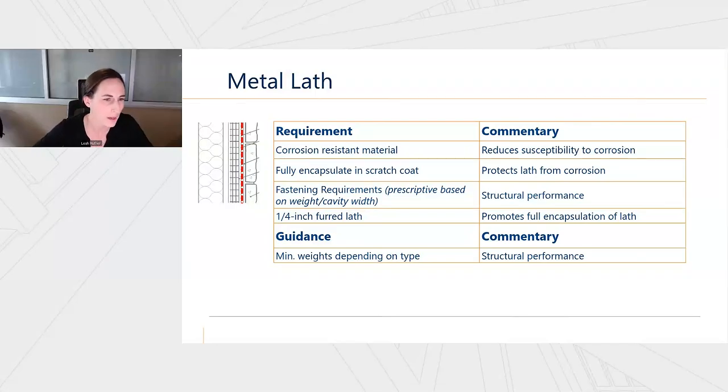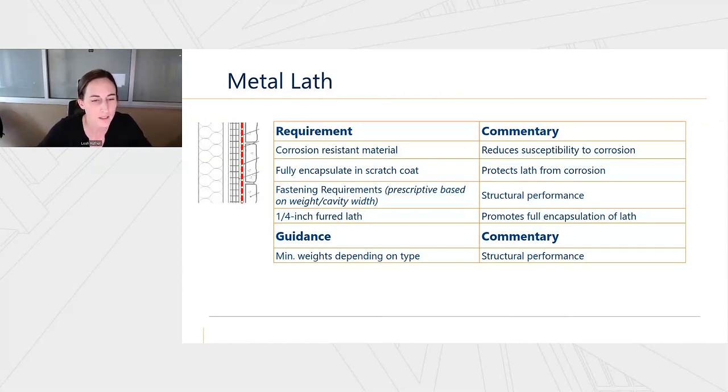So for metal lath, kind of an obvious one is corrosion-resistant material. Obviously, these are in exterior environments, and so that reduces the susceptibility to corrosion. Fully encapsulated lath and scratch coat is really important, and we've seen a few failures because we didn't fully encapsulate that lath, and we start to see corrosion of the lath itself.